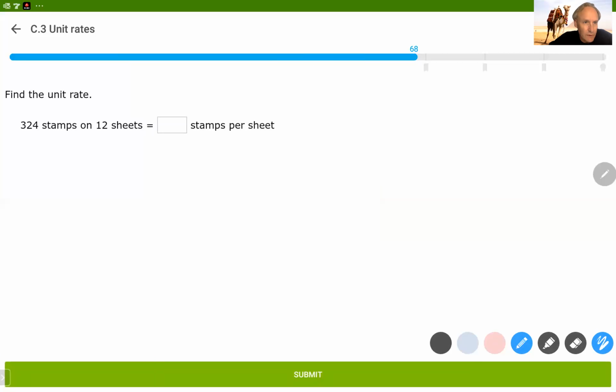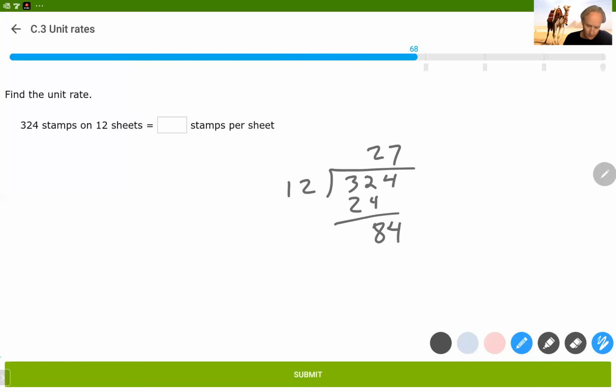324 divided by 12. Let's put it in here. 12 into 324 goes 2 times. That's 24. And 84 left. Is that right? Yeah. That's right. 12 into 84 goes 7 times. So 27.